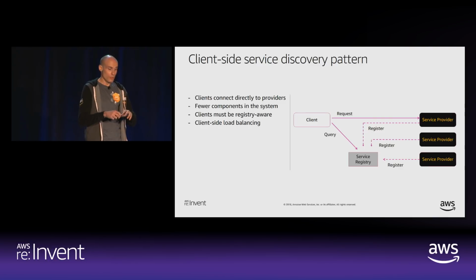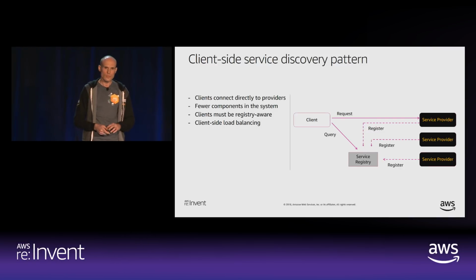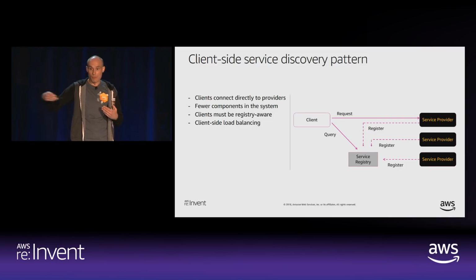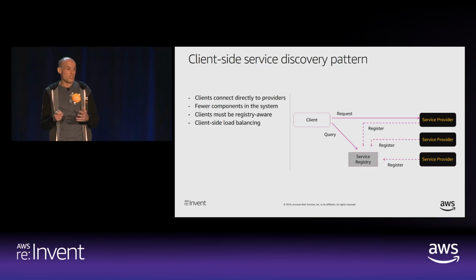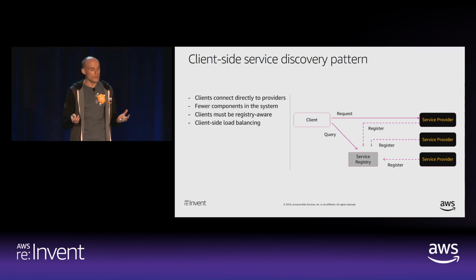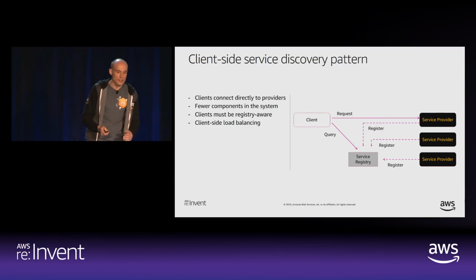In that case, client-side service discovery, there is no load balancer in that picture. Instead, there is a service registry. So your connections are direct to your upstream resources, and you have fewer components in your system. But your clients must be registry aware, so there is no single endpoint to connect to and resolve IP automatically. So you need to know how to call the service registry to retrieve these resources. And of course, the client-side load balancing applies in that case.